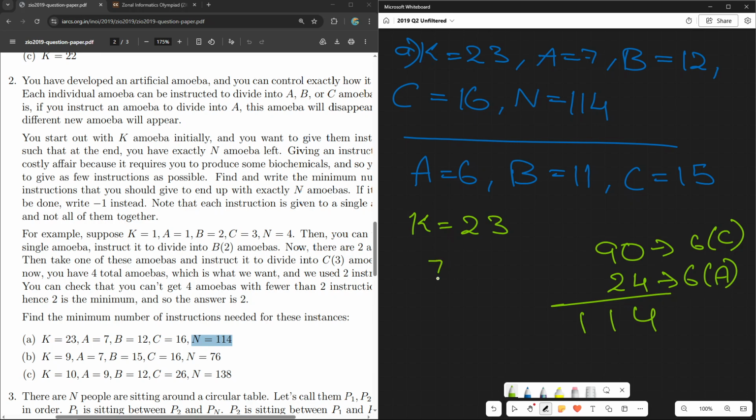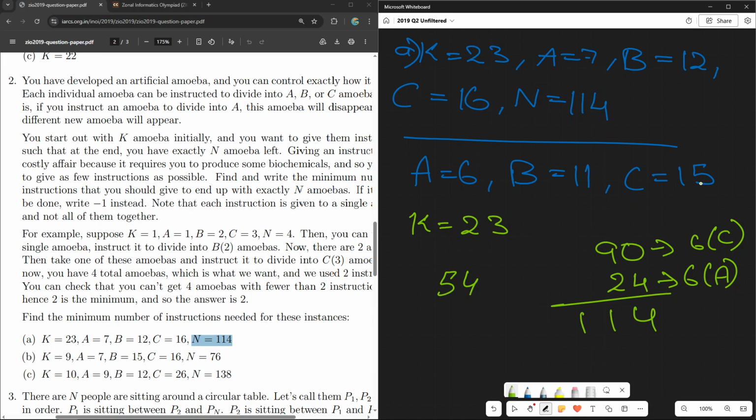We can get 75 and 114 minus 75 is 39. 39 is again not possible. Take 60. 114 minus 60 is 54. Is 54 possible? 6 into 9.